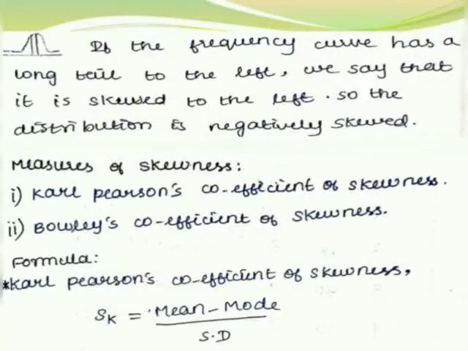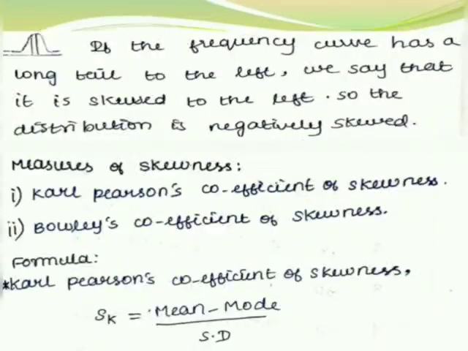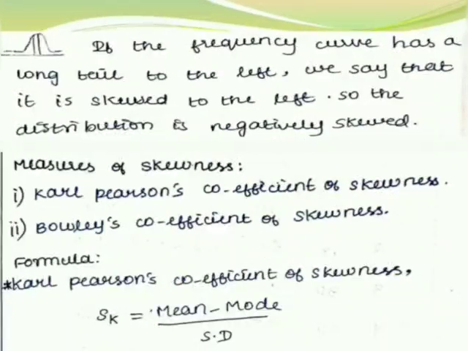This is the definition for skewness. If a distribution is not symmetrical, then it is skewed. If it is having a long tail to the right, it is right skewed, which is positively skewed. If it is having a long tail to the left, it is left skewed, which is called negatively skewed. In our measures of skewness, we have two types. Our first type is Karl Pearson's coefficient of skewness, and our second type is Bowley's coefficient of skewness.